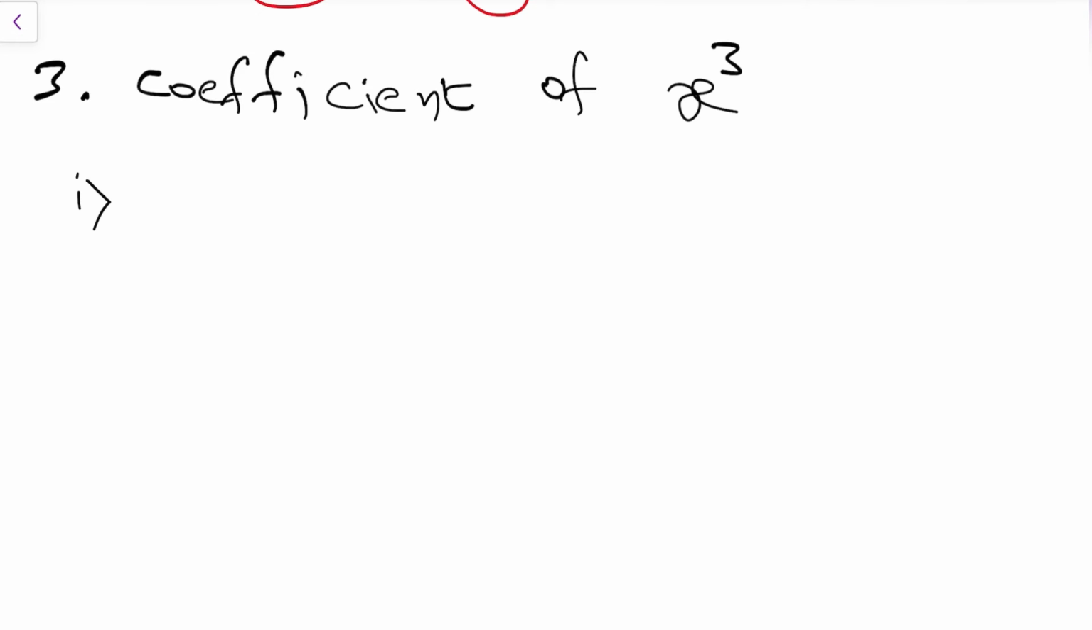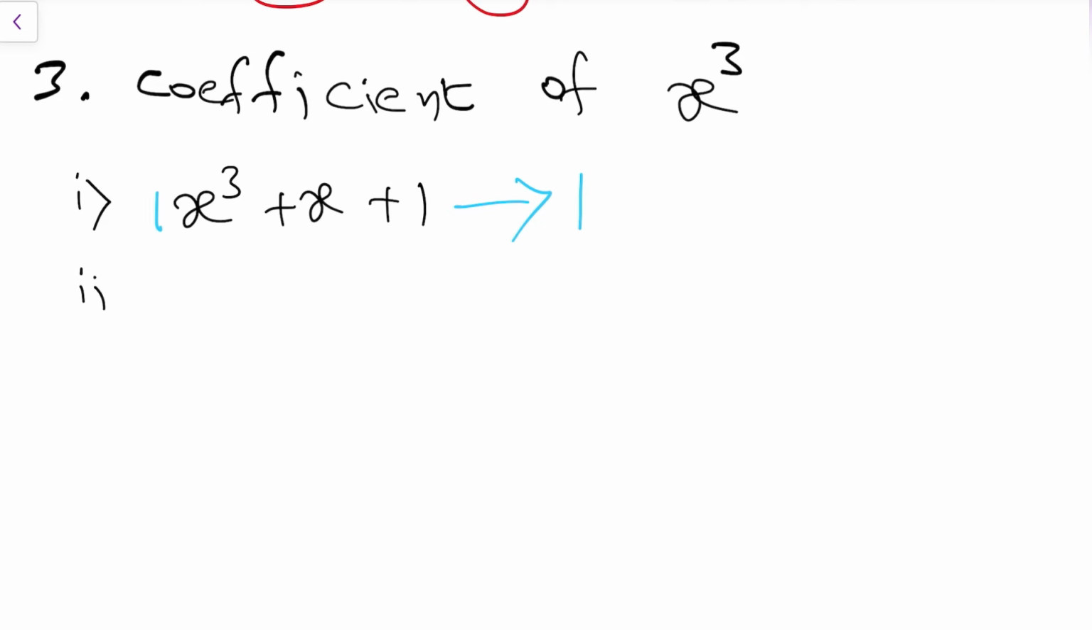The first question is given as x cube plus x plus 1. Coefficient of x cube is nothing but the number before x cube, including the symbol. Here before x cube nothing is there, so it means 1. So the coefficient of x cube is 1.